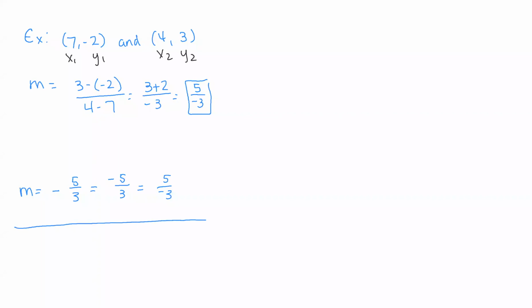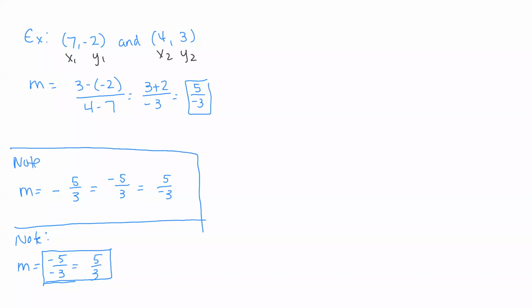Now on the flip side, if I had m equals negative 5 over negative 3, that is exactly equivalent to 5 over 3. So keep in mind, you can change both signs. The negative 5 becomes positive 5, but if that's the case, the negative 3 has to become positive 3. So just be really careful when it comes to your signs. It will matter when we start graphing using a slope, but we'll talk more about that when the time comes. All right, one more example, and then we'll look at the special cases.